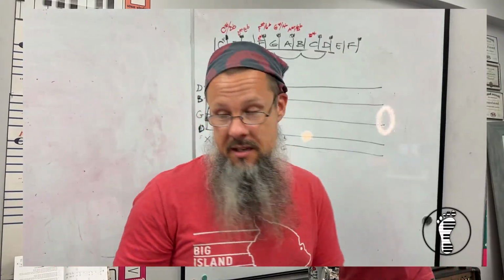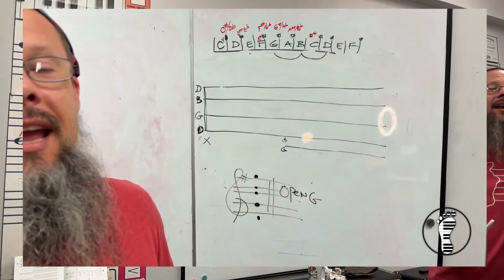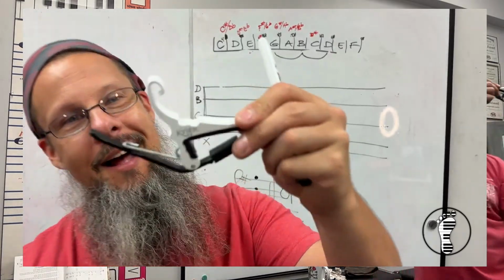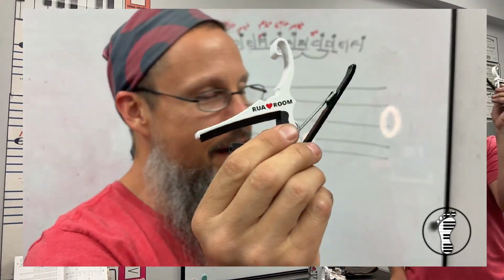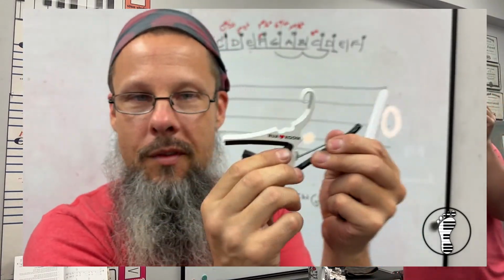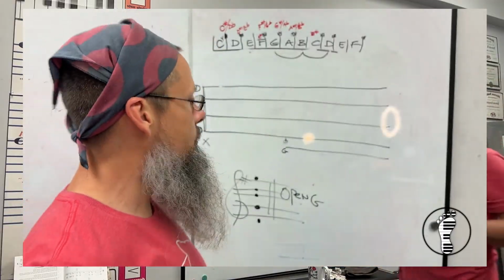What I would suggest is say, find your favorite capo and get it. Mine is a Kaiser, and this was given to me. Daity, thank you. Roo Room, this is great. If you haven't checked out the Roo Room channel, please do.